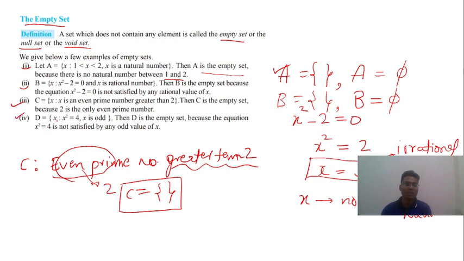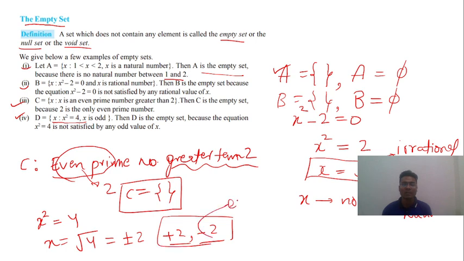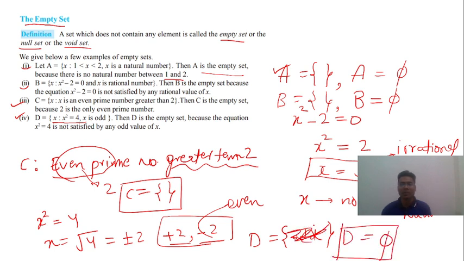Coming to example D, they are saying x squared is equal to 4, x is odd. So we solve x squared equals 4, then x is equal to square root of 4, and we get x equal to plus minus 2. Plus 2 is even, minus 2 is also even. So these two elements are both even, but set D is saying odd number. So we have nothing. D is equal to phi. So here I have listed some empty sets which do not have any elements.